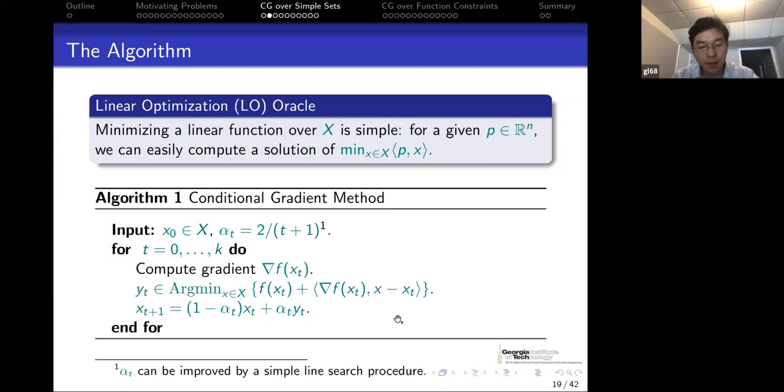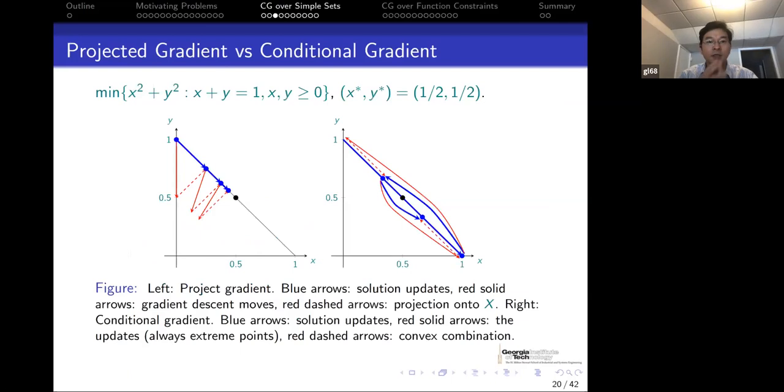This algorithm does not require us to do projection. All we need is to do linear optimization over the set. And the only parameter for this algorithm is alpha t. A classic way to specify alpha t is to set it to 2 over t plus 1. And alpha t can be improved if you do a simple line search procedure. Then, as you can see from this picture, this algorithm is different from projected gradient.